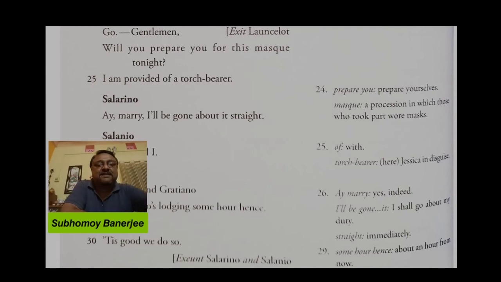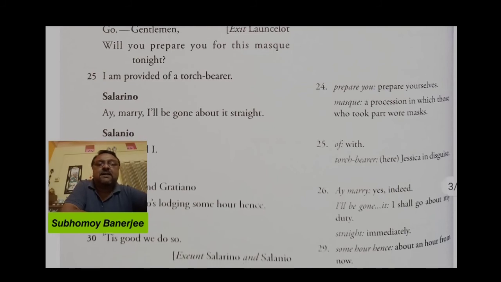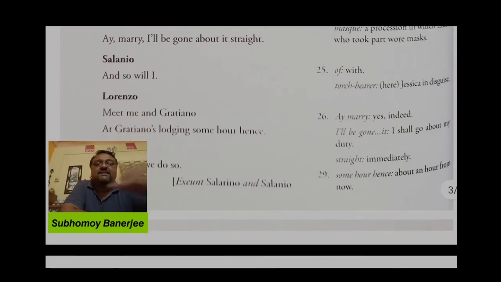What is he planning? He is planning to appoint Jessica, in the disguise of a servant boy, as his torch bearer. Salarino says, hey, Mary, I'll be gone about it straight. So the friends are actually very helpful, and he says, yes, in the name of Virgin Mary, I will go straight away and make preparations for the masquerade. And Salanio says, and so will I. Okay, fine, I will also do it.